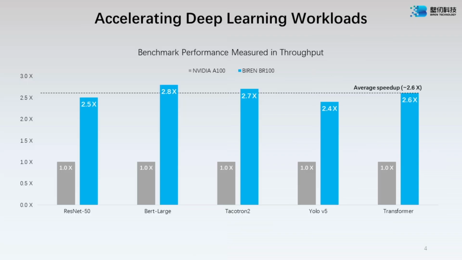With such strong raw horsepower, let's also take a look at how BR100 performs on real-life workloads. Compared with NVIDIA A100, at the current stage, we see an average of 2.6x speedup over a broad range of benchmarks across different domains, including computer vision, natural language processing, and conversational AI. Performance will continue to go up in the coming months as we keep optimizing hardware and software.